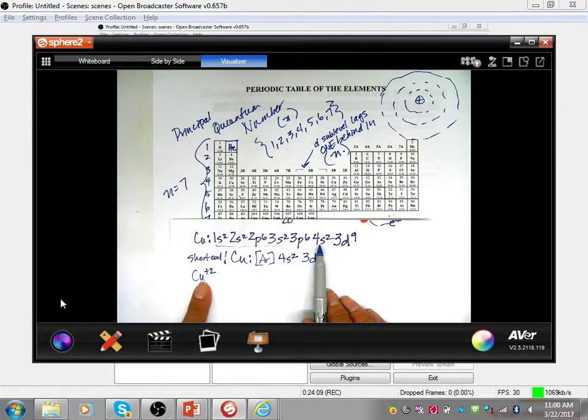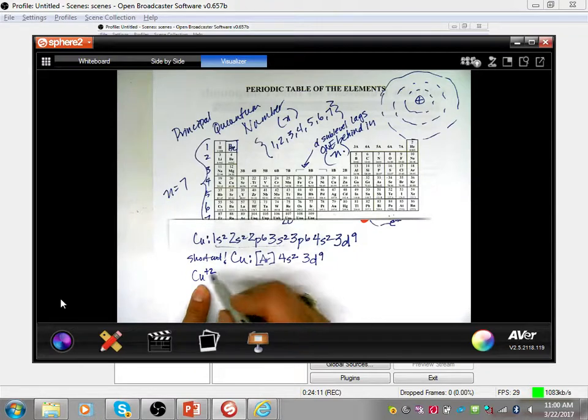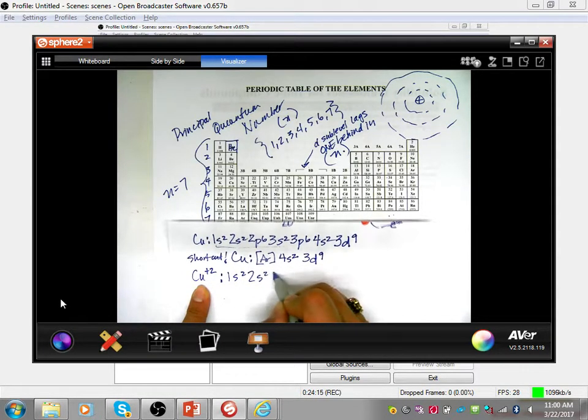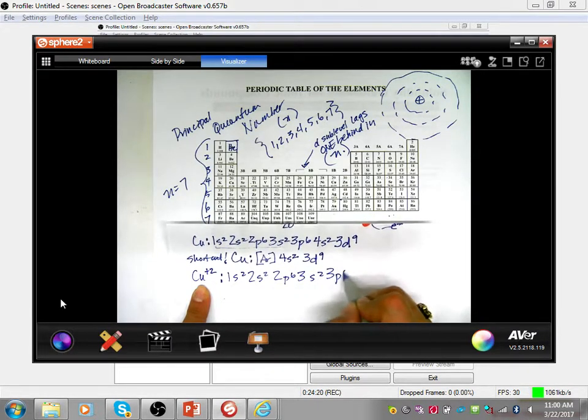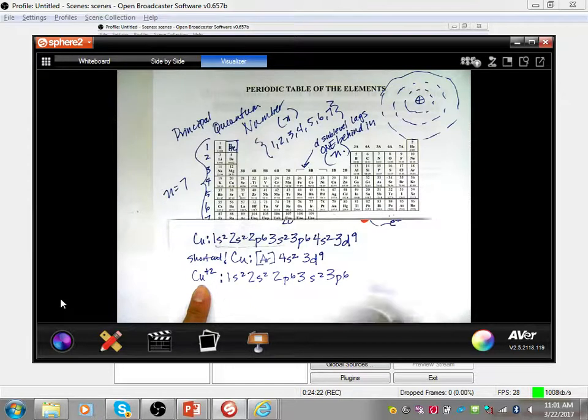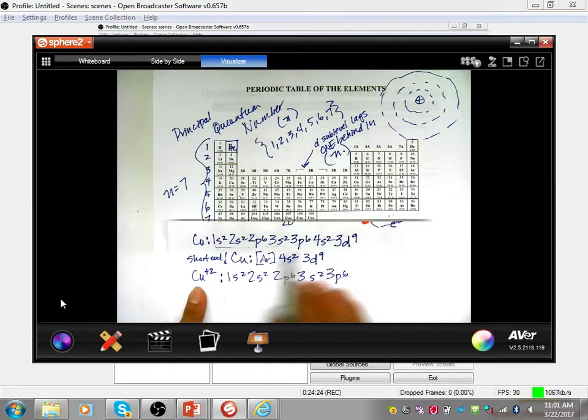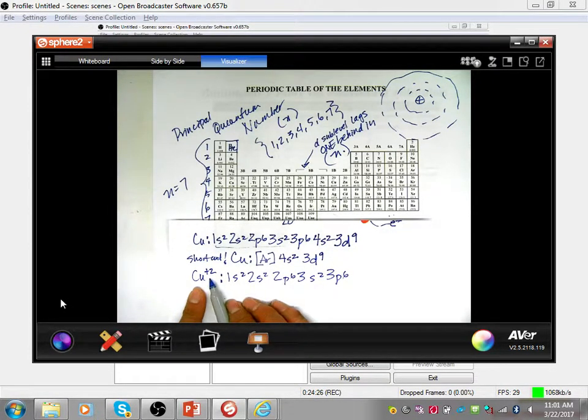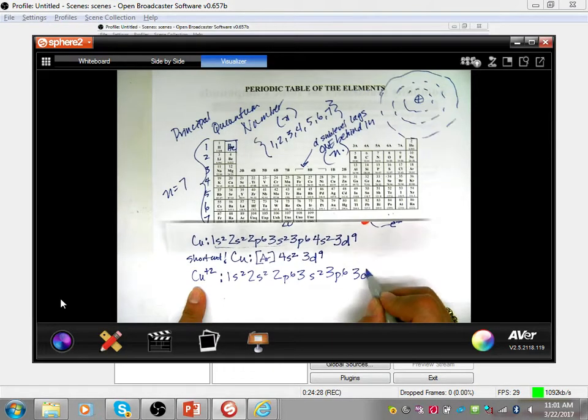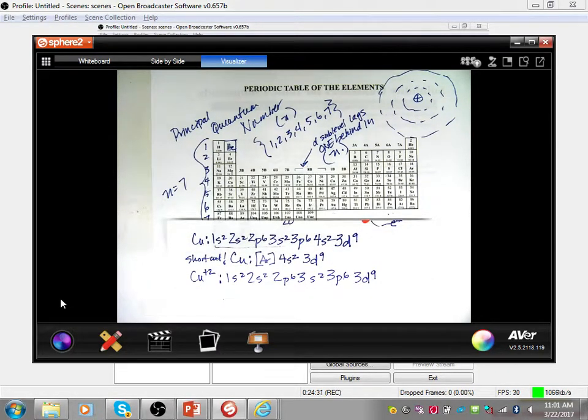So if copper is +2, then the electron configuration for copper +2 is 1s2, 2s2, 2p6, 3s2, 3p6. I lost both of those 4s2 valence electrons, so I don't include them, and I simply say 3d9. So that's the electron configuration for copper as an ion, which is different than copper as an atom. You have to think about where it's losing its electrons from.